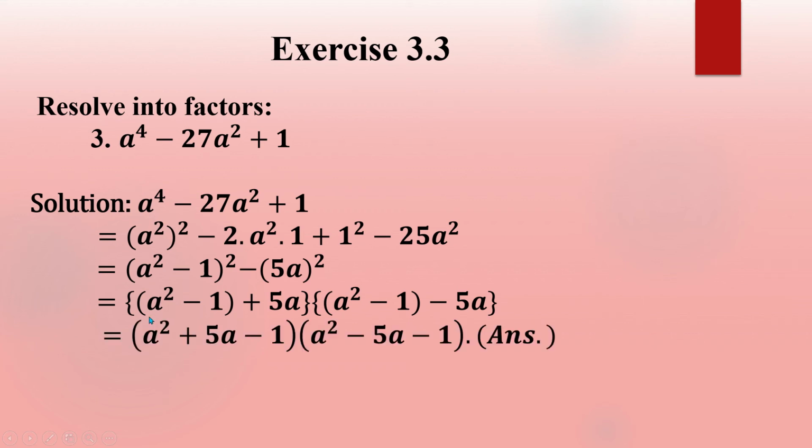Now writing in arrangement, here will be (a square plus 5a minus 1) into (a square minus 5a minus 1). This is the required answer. Clear? Okay.